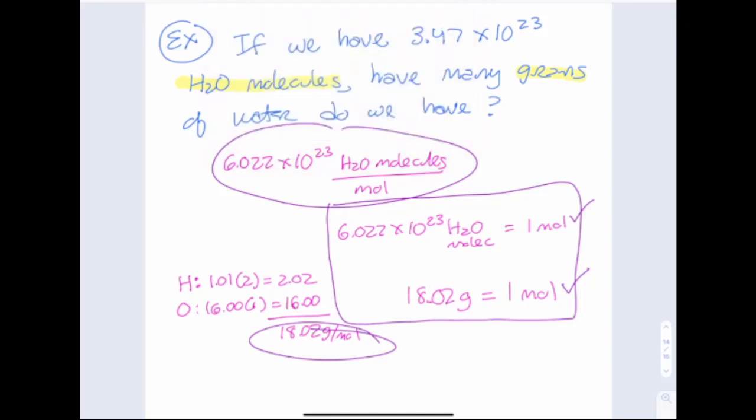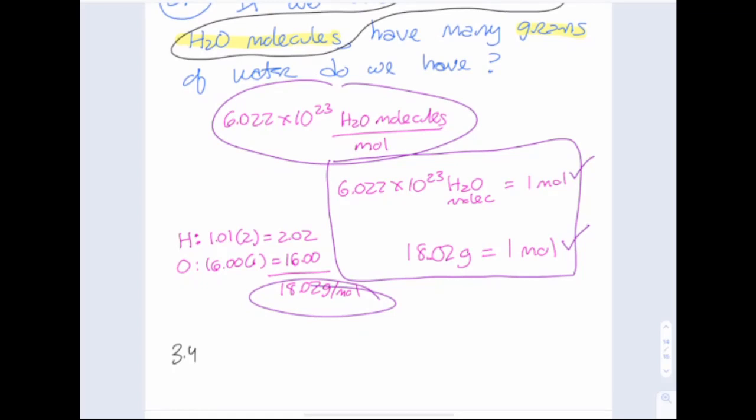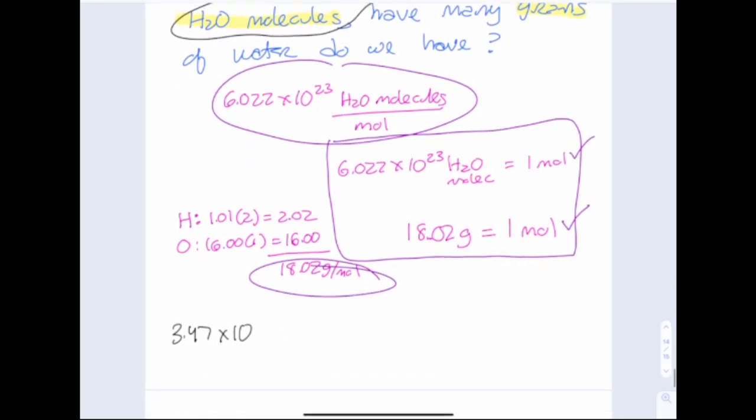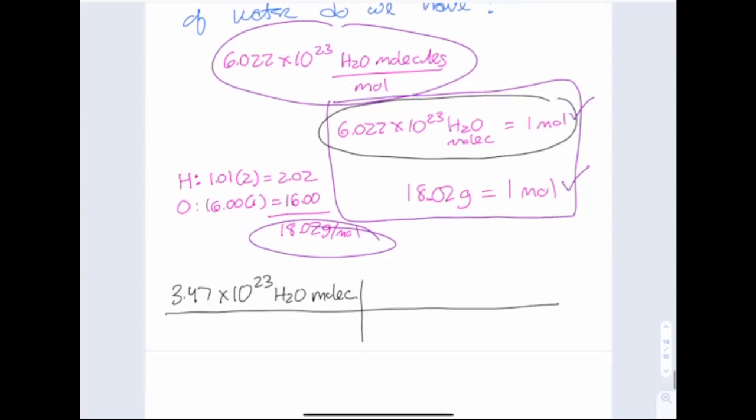So the problem, I'm going to start with what's given, which is water molecules. So that's the first thing I'm going to write down. So 3.47 times 10 to the 23rd water molecules. And then just straight dimensional analysis. Water molecules are on top, so water molecules are on the bottom. This is the one that has water molecules in it. So Avogadro's number is going to go down here.